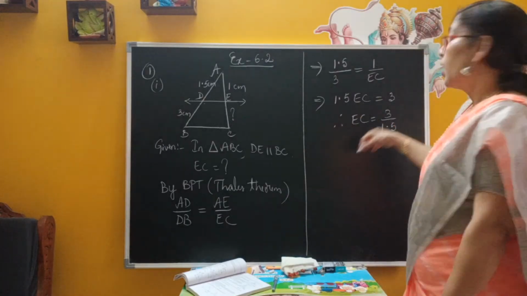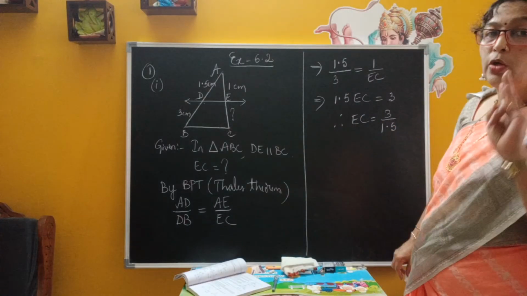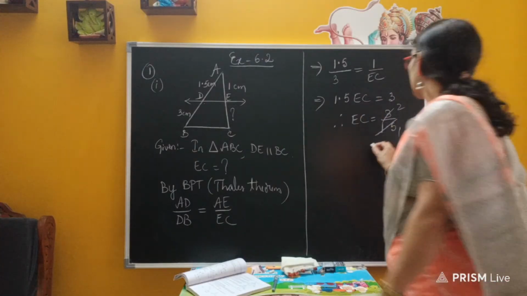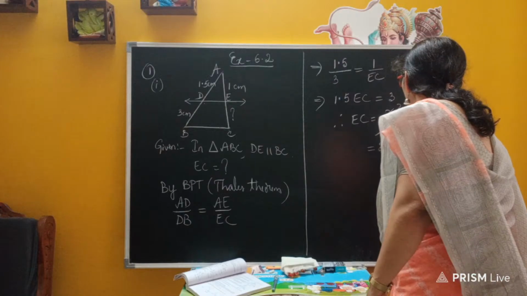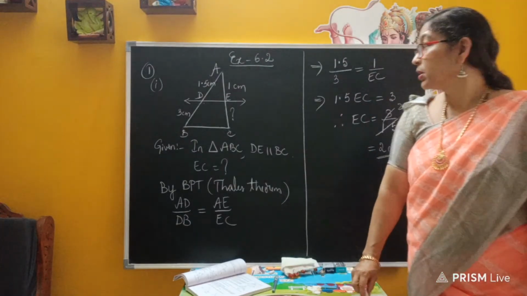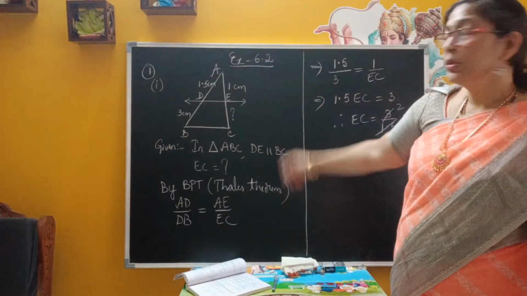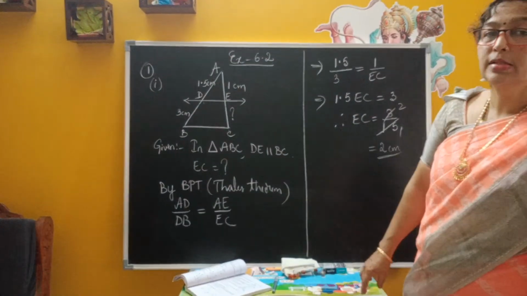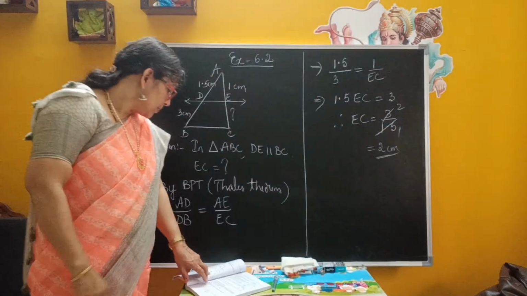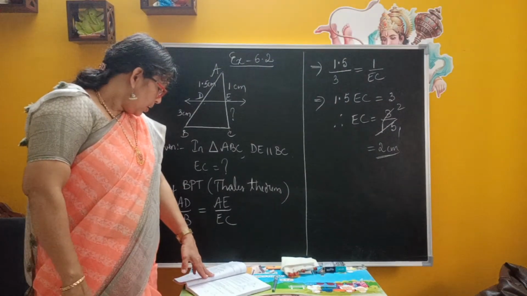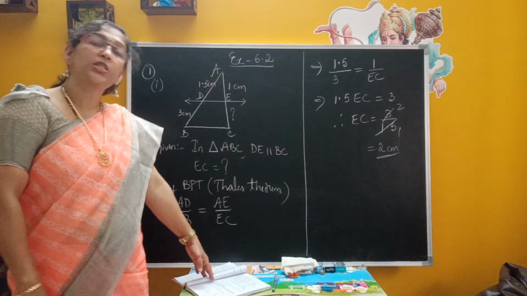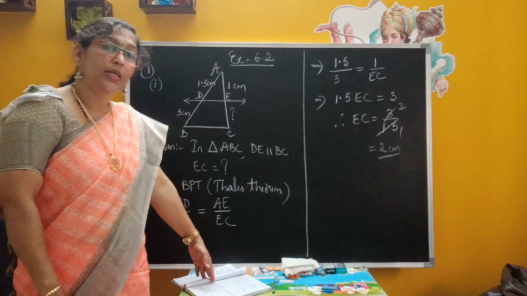How many times does 1.5 go into 3? 2 times. 1.5 ones are 1.5, twos are 3. So the length of EC is 2 centimeter. This is the way you can find the answer. Now let us go with the second problem. The first problem is also the same type. You can do it easily.